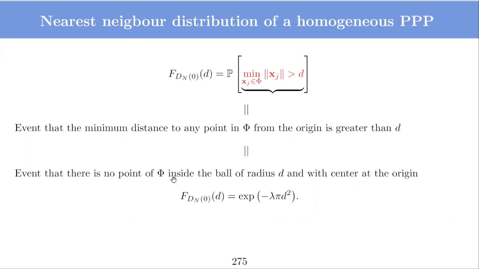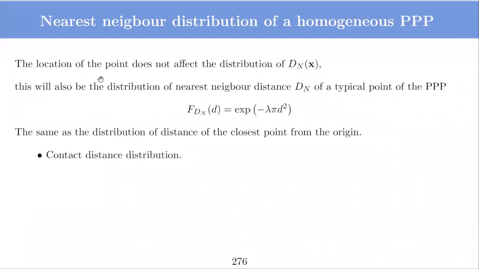And we know this probability. There is no point in this ball is the void probability, which is e to the power minus lambda times the size of this ball, which is pi d square. So this is exponential of minus lambda pi d square. What I'm going to use here is that the location of the point does not affect the distribution of d, and the occurrence of the point also does not affect the distribution. So this will be the distribution of the nearest neighbor of a typical point, and if it's a stationary point process, then the distribution of the nearest neighbor distance of a typical point located anywhere is also the same.